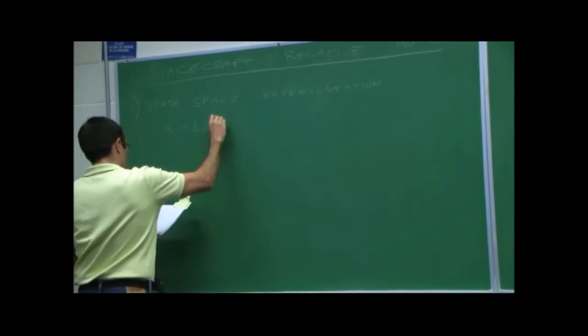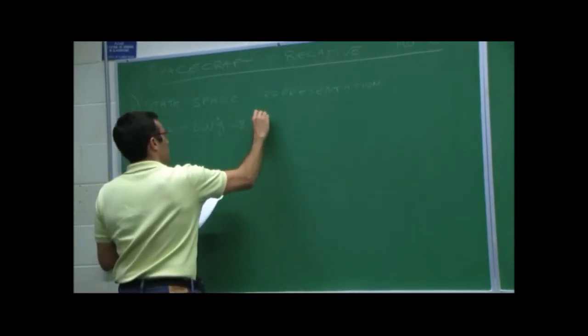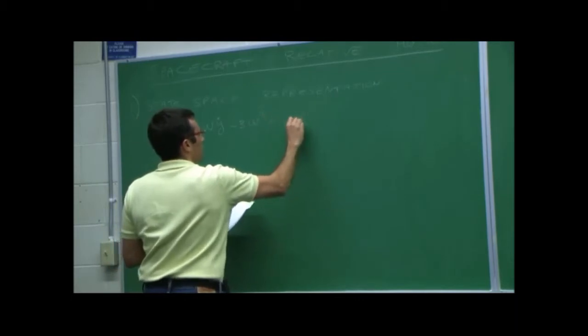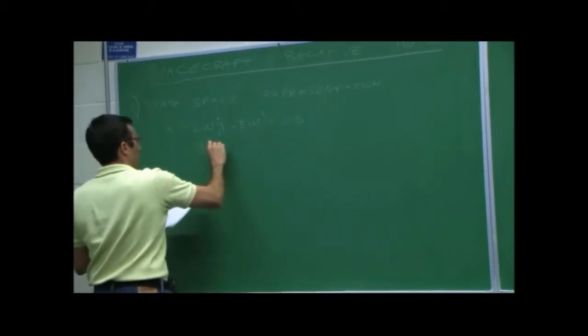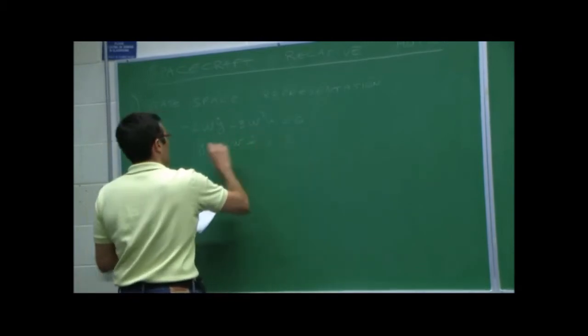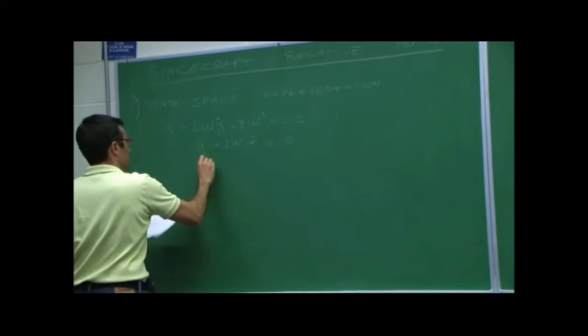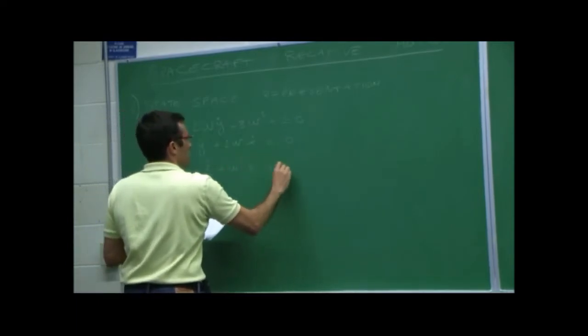So let's say that I have this system of differential equations: x double dot minus 2 omega y dot minus 3 omega squared x, for now, equals 0. And then we have y double dot plus 2 omega x dot equals 0. And finally, z double dot plus omega squared z equals 0.